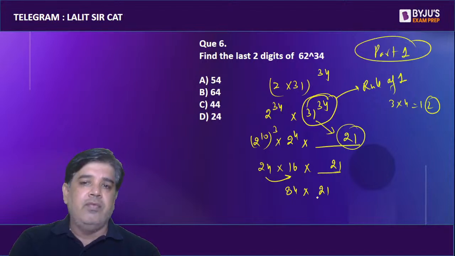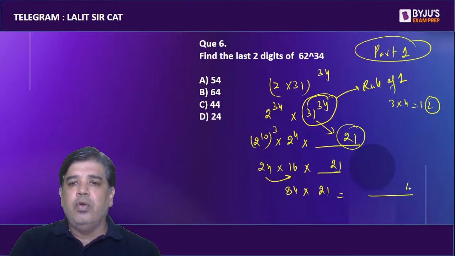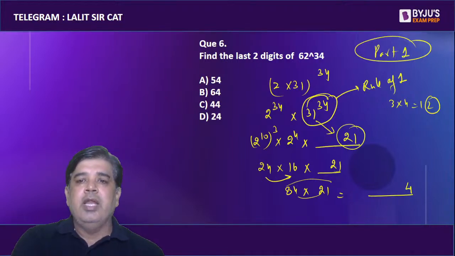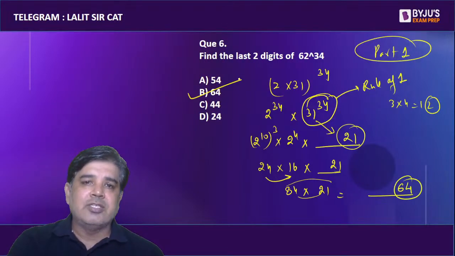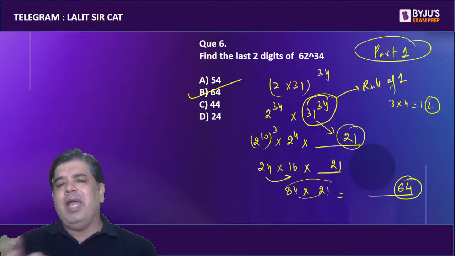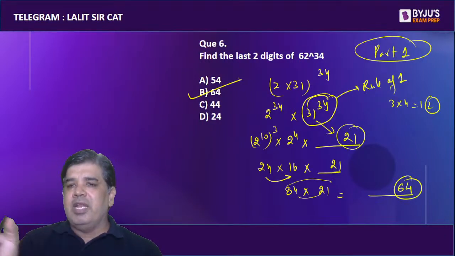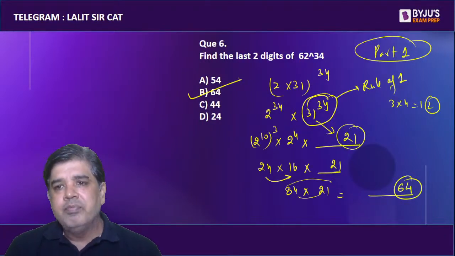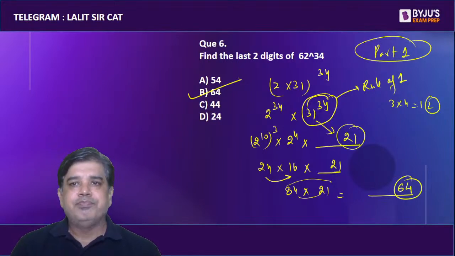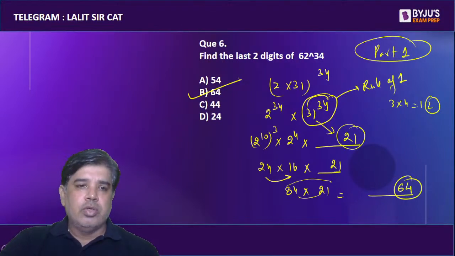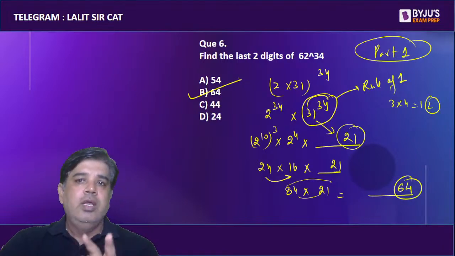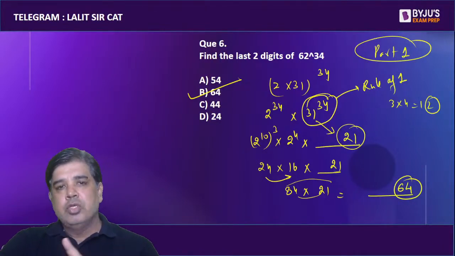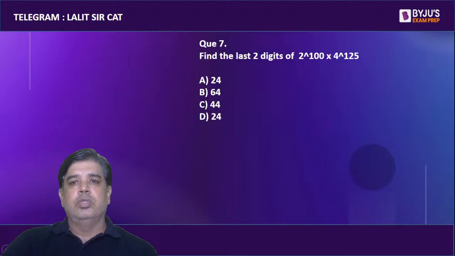84 into 21. So unit digit will be 4. 8 into 1, 8. 4 into 2, 8. 8 plus 8, 16. So pick 6. 64 will be the last two digits. Means multiply 84 with 21 and pick the last two digits. Those will be 64. Okay. So simple question. But here we have combination of both even and odd. 31 is odd, 2 is even. So this is combination of both rules.